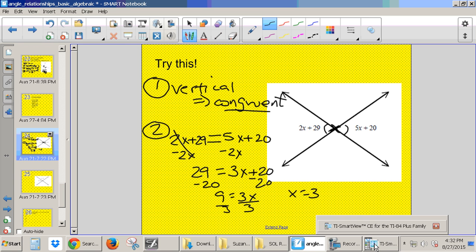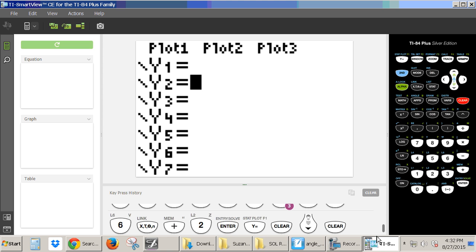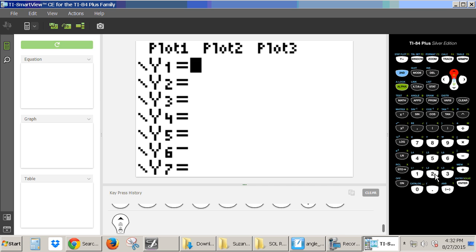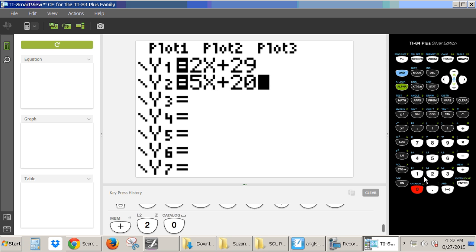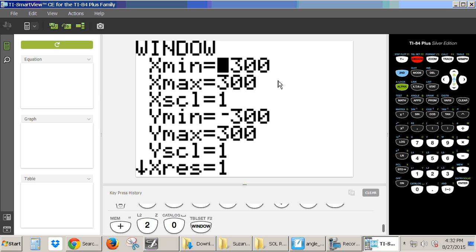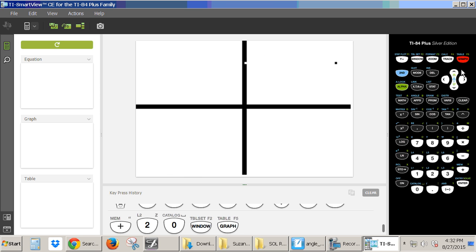I'm going to show you real quick in the calculator by putting my left-hand side in y1 and my right-hand side in y2. So 2x plus 29 is equal to 5x plus 20. I'm going to check that my window is appropriate. Yep, it's still negative 300 to 300, negative 300 to 300. So I'm going to graph.